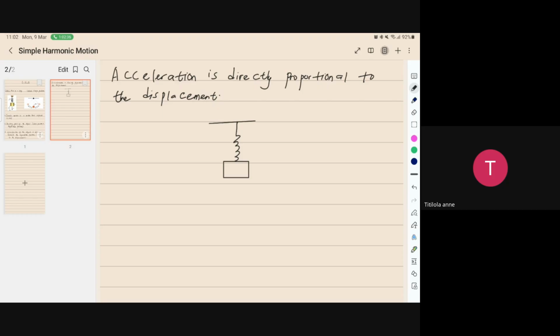All right. So now, when you pull this object downwards, let's say we'll displace this object down. We'll displace this down.